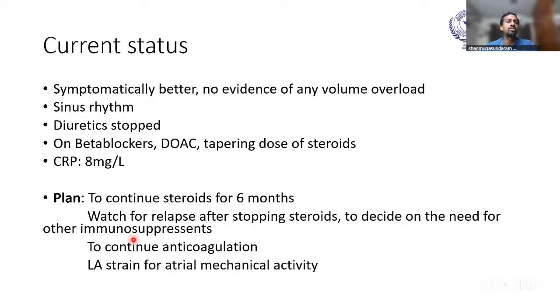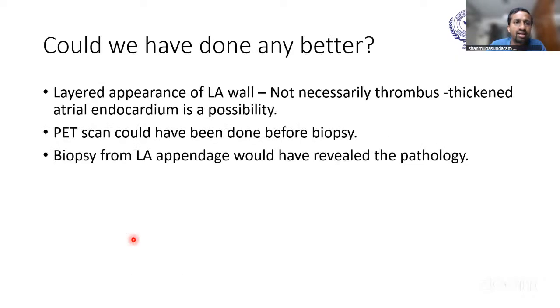So the plan is to continue steroids for 6 months and watch for relapse after stopping steroids, and to decide on the need for immunosuppressants if there is any recurrence of myocarditis while tapering or stopping steroids, and to continue anticoagulation, and to assess LA strain during follow-up as an index of atrial mechanical activity to assess the need for subsequent anticoagulation.